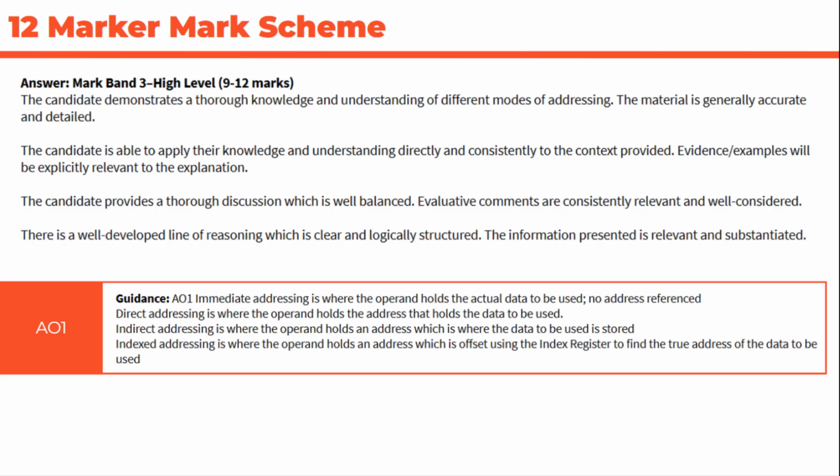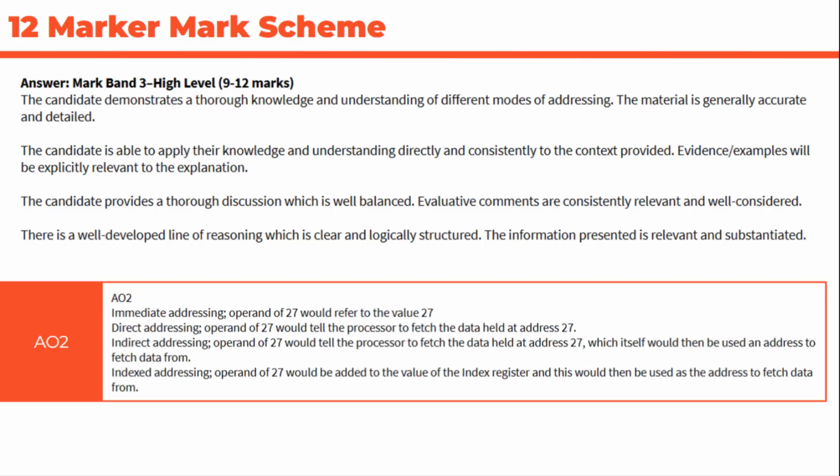So it says down here, immediate addressing is where the operand holds the actual data to be used, where there's no address referenced. Direct addressing is where the operand holds the address that holds the data to be used. Indirect addressing is where the operand holds an address, which is where the data to be used is stored. And then you've got indexed addressing, where the operand holds an address, which is an offset using an index register to find the true value of the data to be used. Again, all you're doing is just stating facts. There's no relation to the question scenario or the data that's been provided so far.